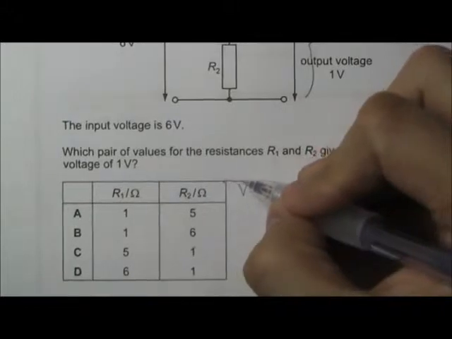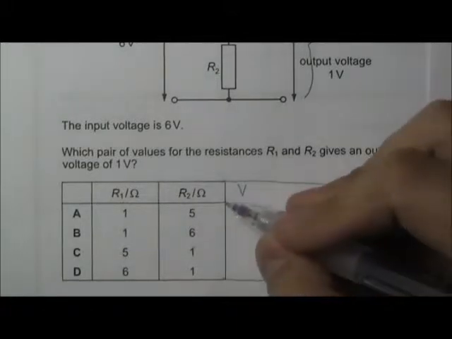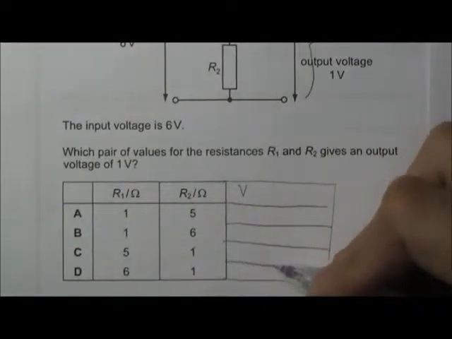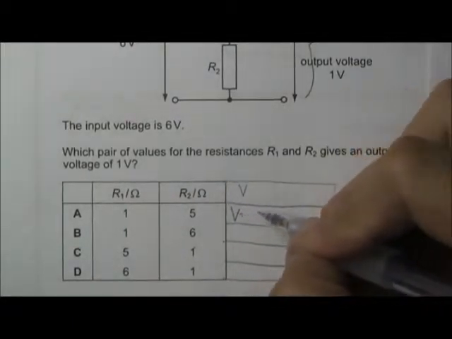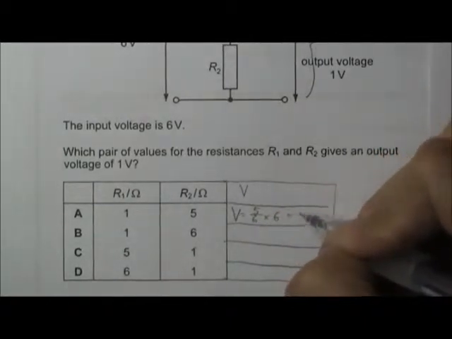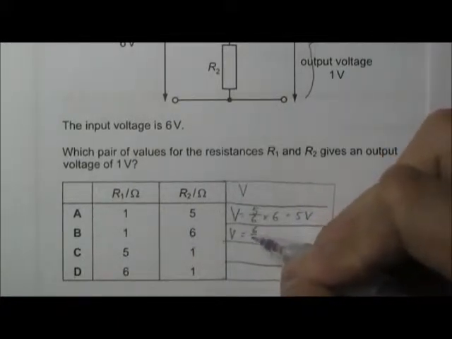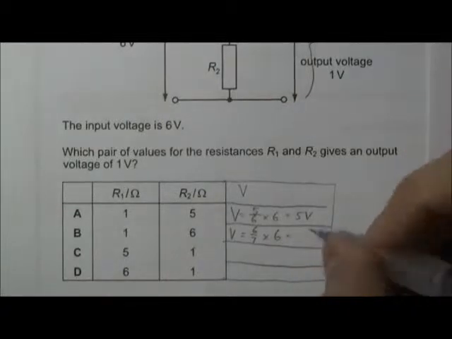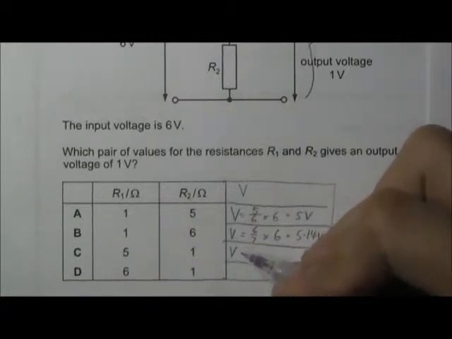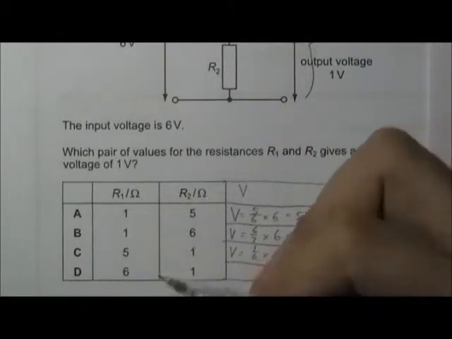So what we can do here, we can add another column. Okay, so for A, V will be equal to 5 over 6 multiplied by 6, we get 5 volts. This is not the answer. For B, it will be 6 over 7 multiplied by 6. This will give us about 5.14 volts. Then for C, it will be 1 over 6 multiplied by 6. This is going to give us 1 volt. So C is the answer.